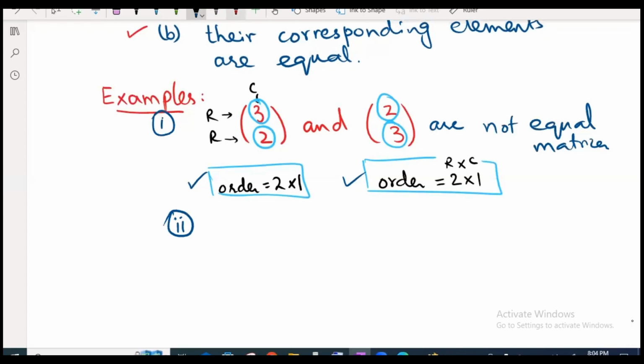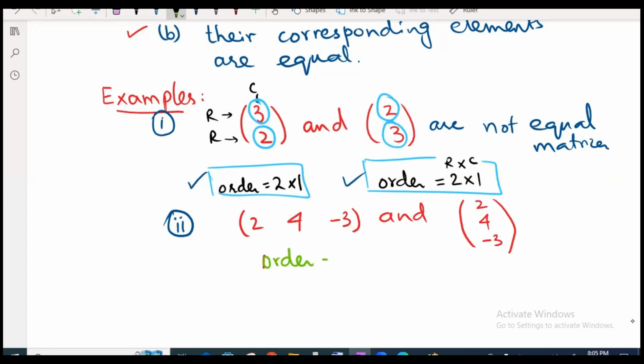In part two, suppose I'm giving you 2 4 minus 3 and 2 4 minus 3. Are they equal? Why? What is the order of the first matrix? No, the order is 3 times 1. 1 times 3. The order of the first matrix is 1 times 3.